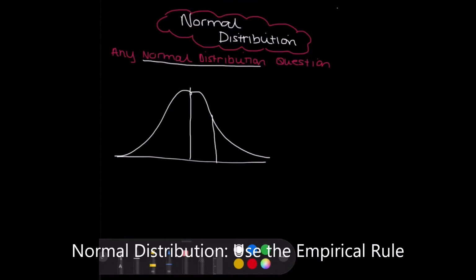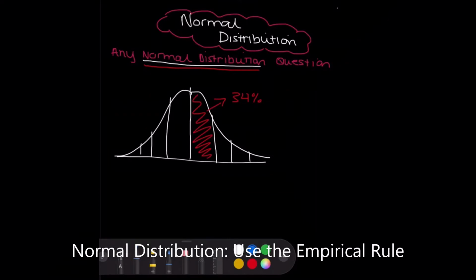1, 2, 3, 4. Here, this section is 34%. It's really important for you to memorize these numbers, as you'll use them in any normal distribution question.